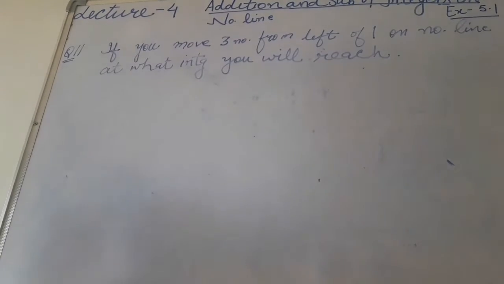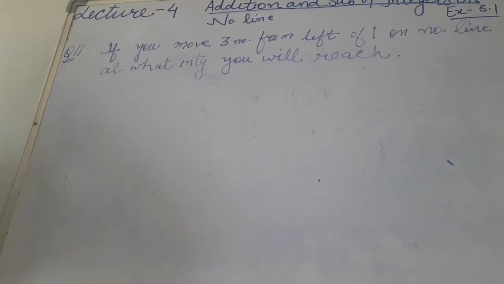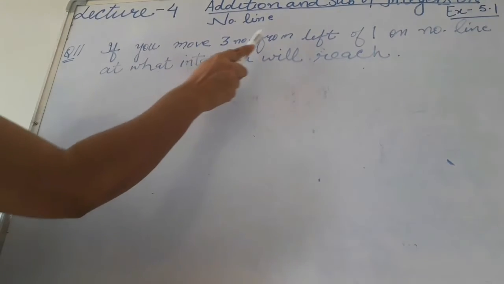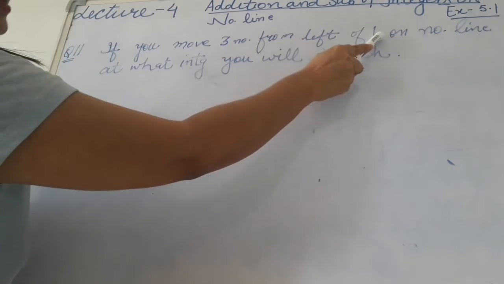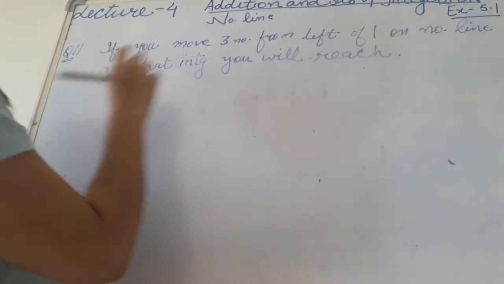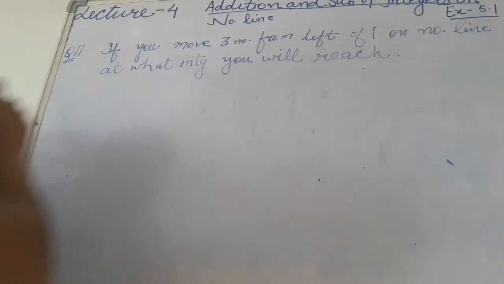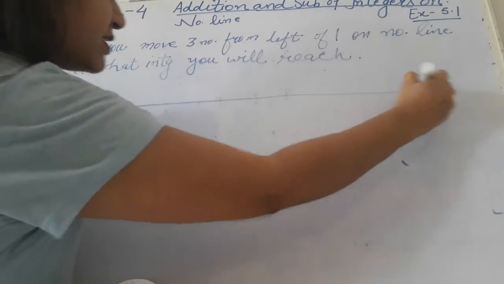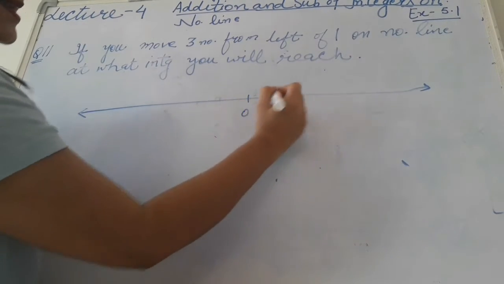Yes, students, you are having the 11th question in your book of exercise 5.1. What he is saying is: if you move three numbers to the left of 1 on the number line, at what integer will you reach? Firstly, what you will do? You will make a number line, right?